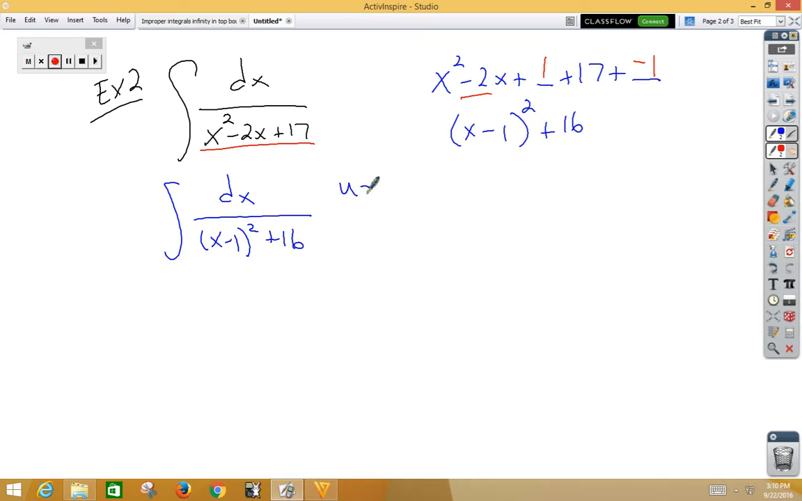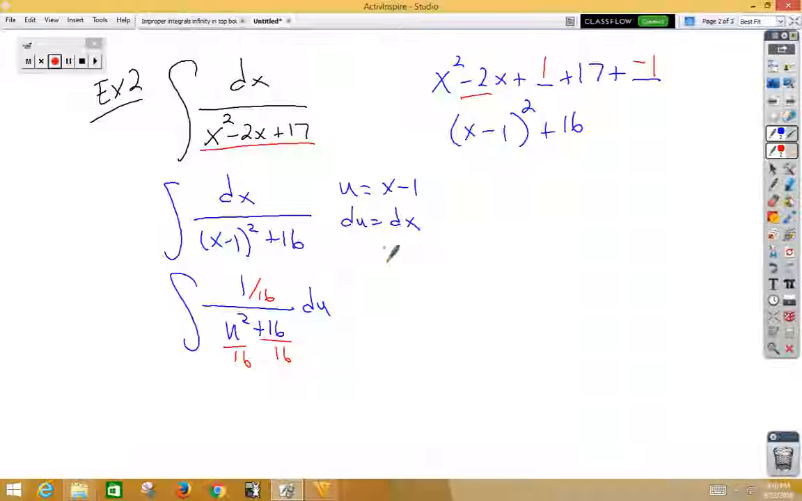So inside function u is x minus 1, du is dx, and we have that. So now we can replace and say 1 over u squared plus 16 du. Our 16 is in the way, so let's divide by 16 everywhere. I'm going to go ahead and pull that 1/16 out. I may want it later, I may not. So I've got 1/16, 1 over 1/16 u squared plus 1 du.